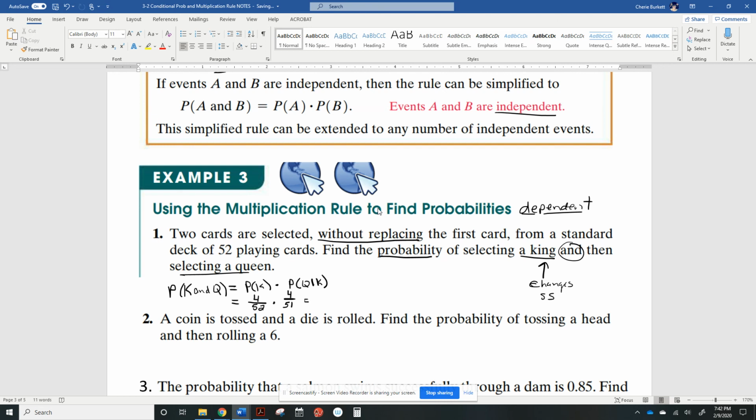Use a calculator to multiply those two together. And when you use a calculator, you get 4. It's going to reduce it for you. 4 over 663. And that's going to reduce down to 0.006, which is going to be about 6%.